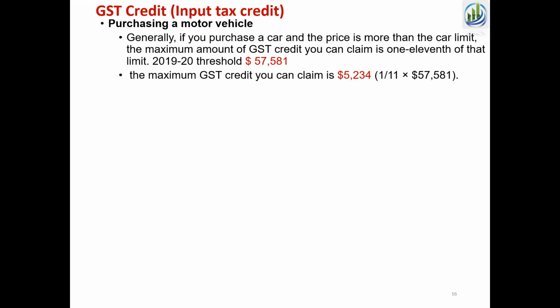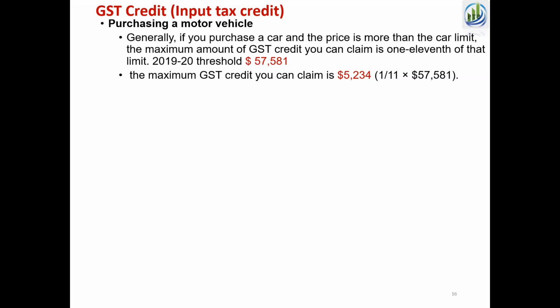For example, if you purchase a car for $55,000 including GST, how much can you claim? $5,000. You purchase a car for $66,000. How much can we claim? Even though you paid $6,000 GST, you can only claim $5,234. That's called the maximum limit for GST credit for the car.